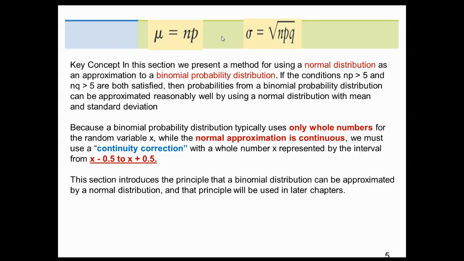Aside from figuring out these two values a little differently, there's a major thing you've got to do here. Because the binomial only uses whole numbers and the normal approximation is continuous, we're going to have to do something called continuity correction, which simply means we're going to take the x value, subtract 5/10, and then take the x value and add 5/10.